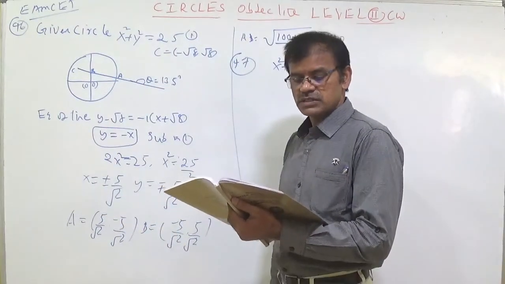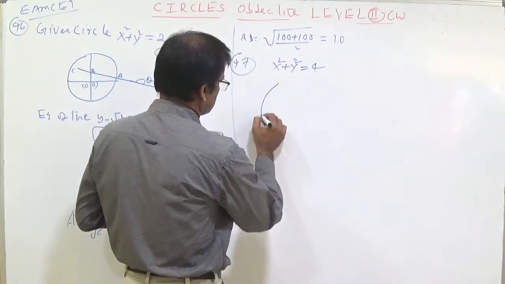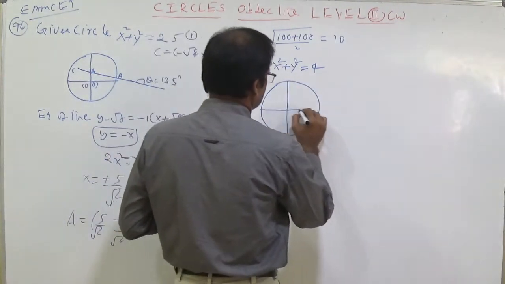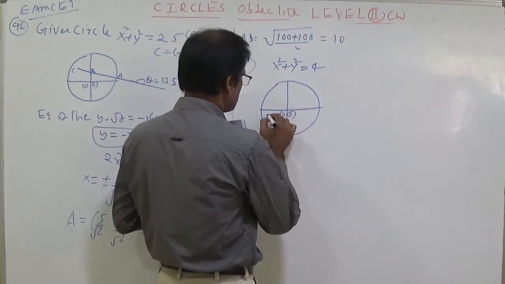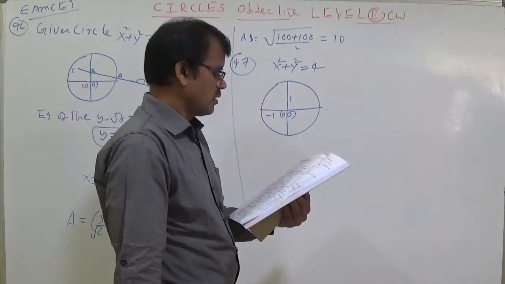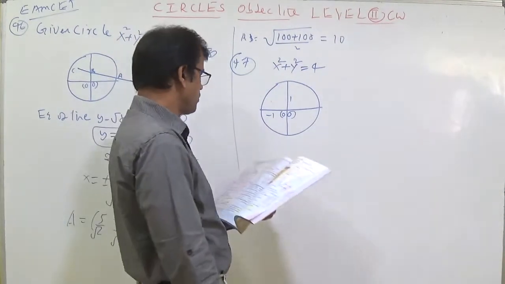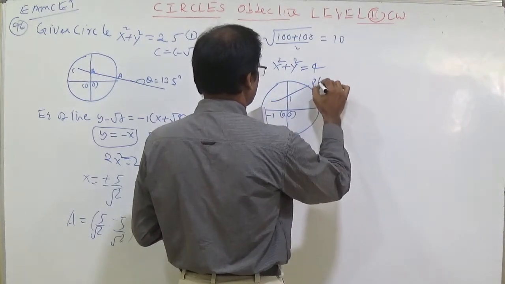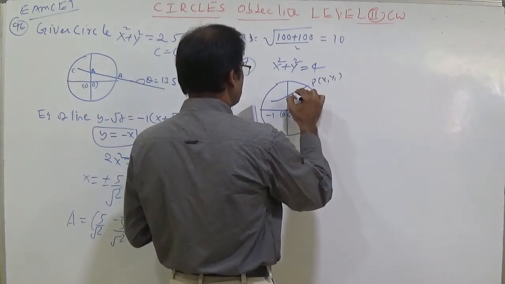The locus of the point which divides the join of A and the variable point P. Draw the circle like this. This is the center 0 comma 0. Put here minus 1, this is 1. This is the position of the point minus 1 comma 1. Join like this. This is a variable point; you can think this is x1 comma y1. And here it is point Q.